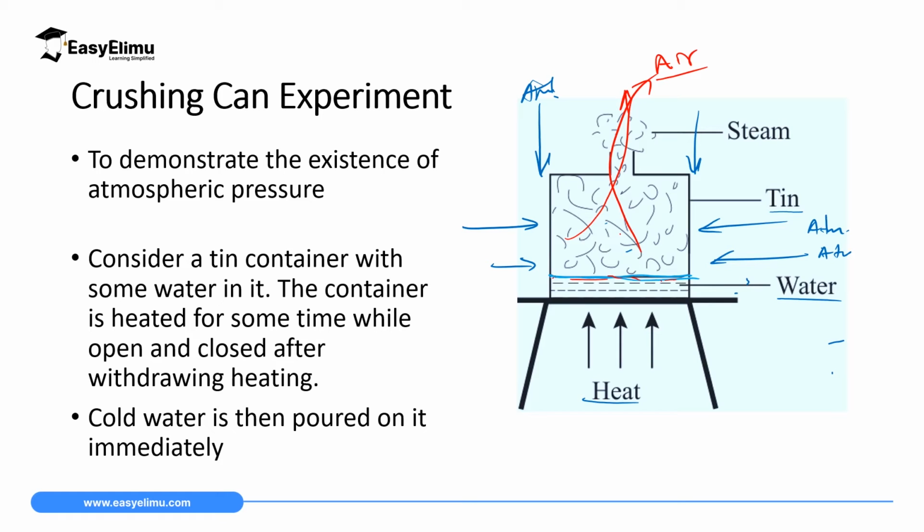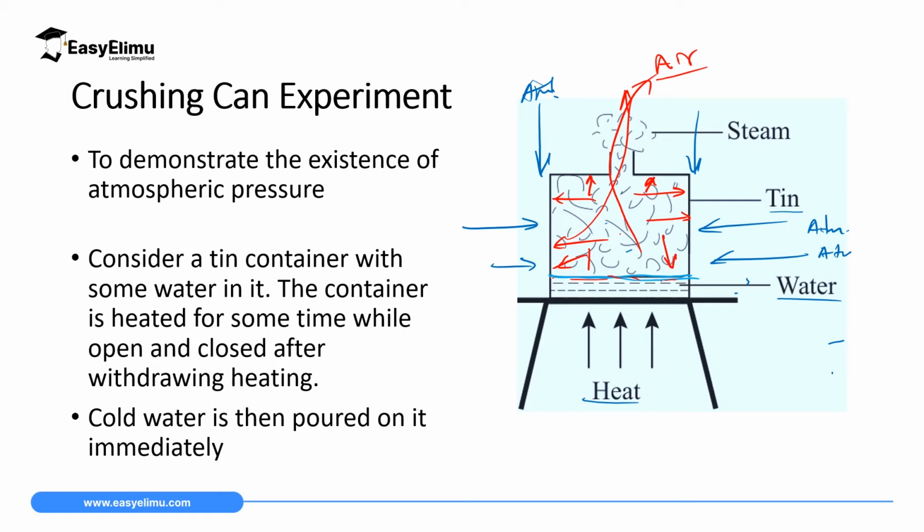Now the container will remain in that state because the steam also exerts pressure outwards. The steam inside here exerts pressure outward, so it means the can will remain in that shape, although air has been expelled, because steam will exert pressure outside, and then atmospheric pressure will be exerting pressure inside.